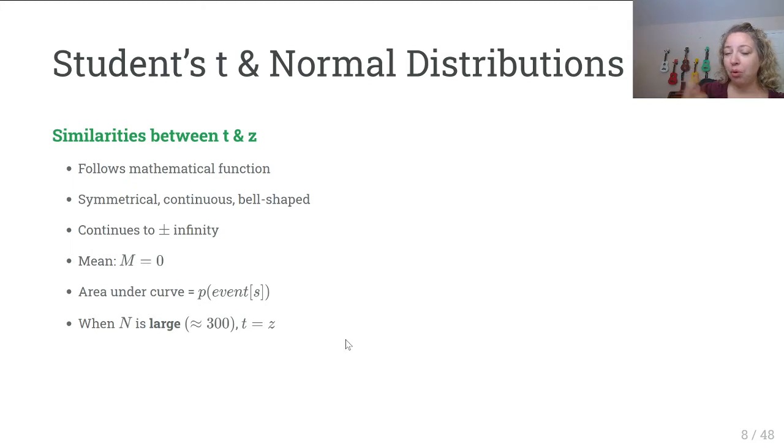Similarities: both the standard normal curve Z and Student's t distribution have what you would probably call nasty formulas, but they do have mathematical formulas. They're symmetrical, continuous, bell-shaped, continue on to infinity, and both have centers at 0. So there are a lot of things that are similar, and we can use both of them where area under the curve tells us probability. We can use the t distribution the same way we use the z distribution. In fact, if you have a very large sample, they're nearly identical.